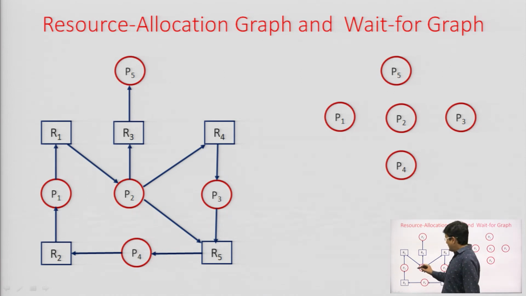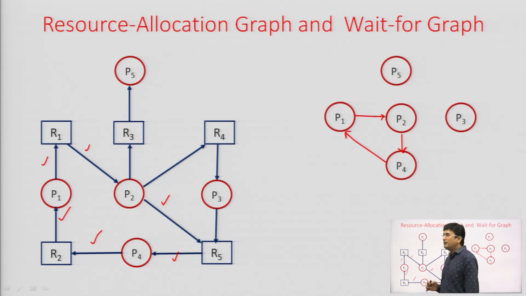So, here you can see that the P1 process is requesting for R1 resource and R1 is allocated to P2. I am just putting a tick mark so that you can understand. So, P1 is requesting for resource R1, which is allocated to P2. So, P1 and P2 are in the dependency condition. Similarly, P2 is requesting for a resource which is held by P4 process. So, P2 and P4, they are in the dependency. Then P4 is requesting for R2 resource, which is held by P1 process. So, P4 and P1, they are in the dependency.